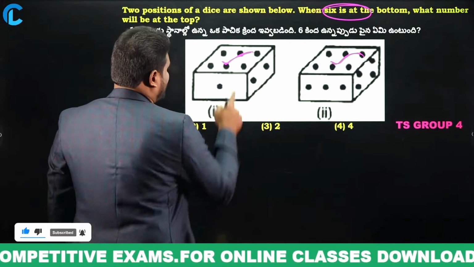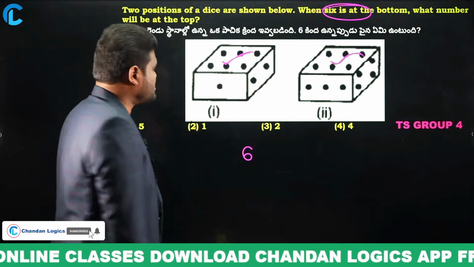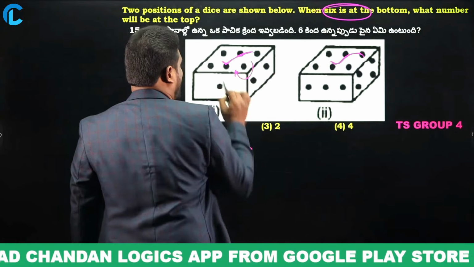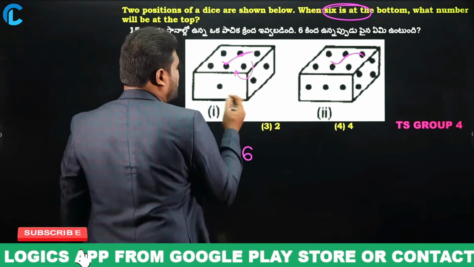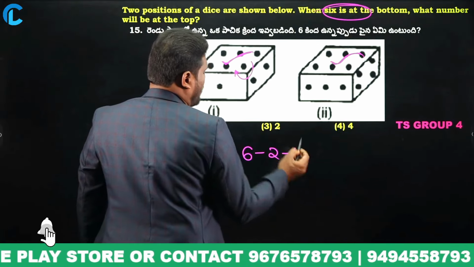First take the common element. What is common here? Here the common element is 6 dots. Yes or no? So take 6 dots. Starting with 6 dots, move in clockwise direction. So 6, 2, 1.